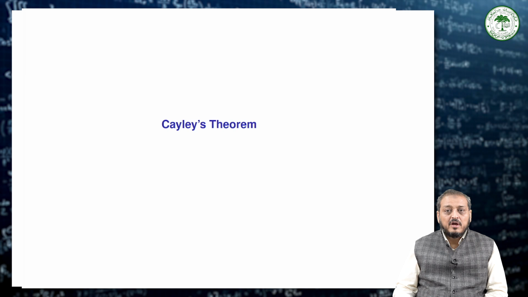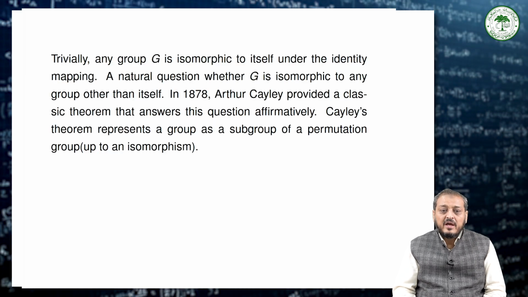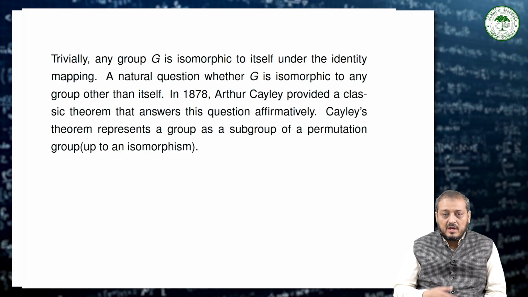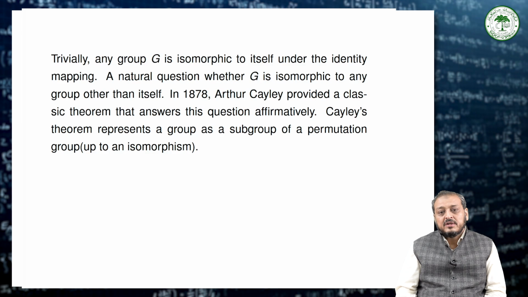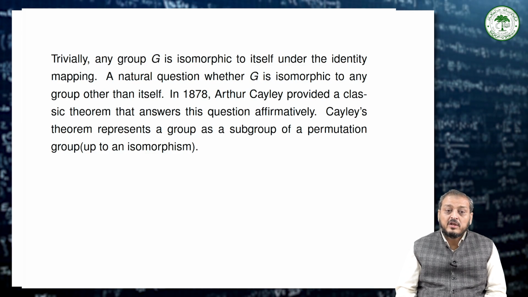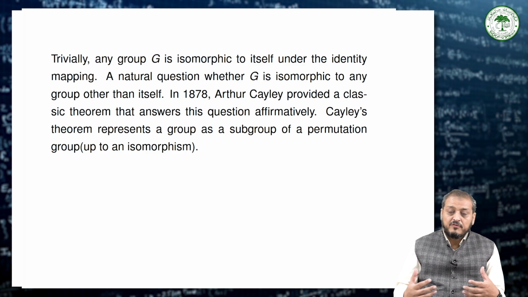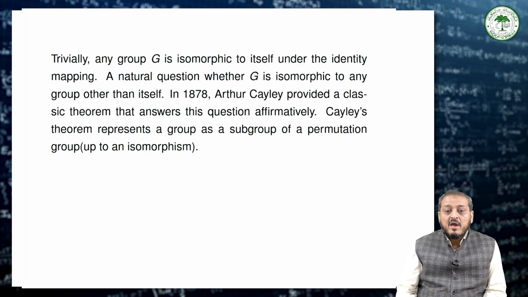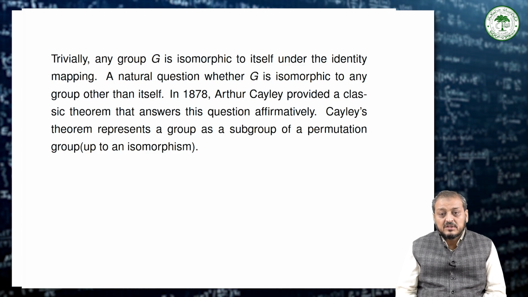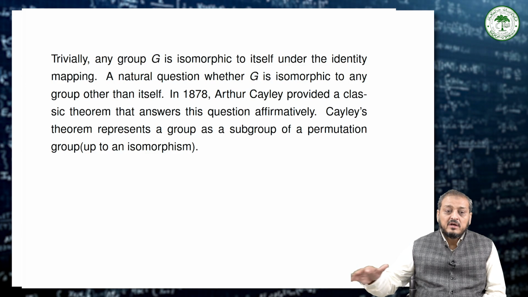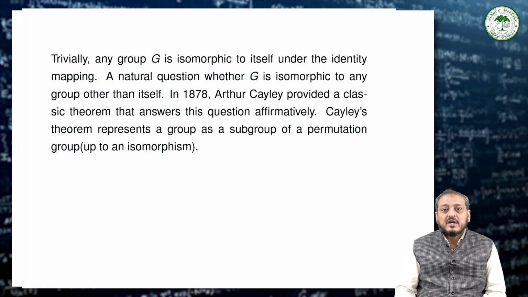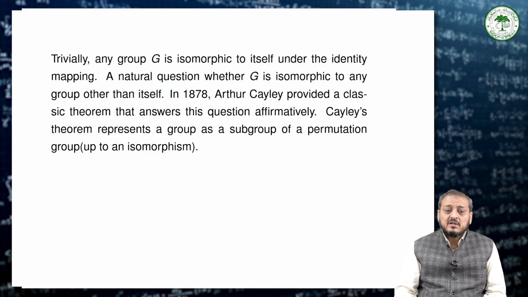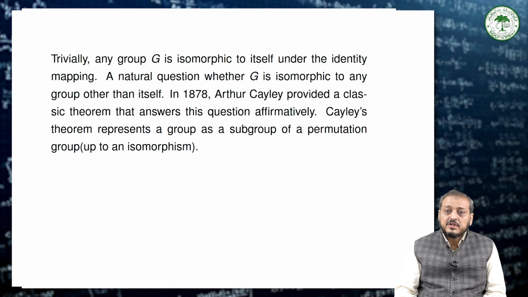some permutation group. Let's say any group G is isomorphic to itself under the identity mapping. We have to see the natural question of whether G is isomorphic to any group other than itself, because every group is isomorphic to itself under the identity mapping. So the question is simply this: is G isomorphic to any group other than itself? Arthur Cayley provided a classical theorem that answers this question in the affirmative.